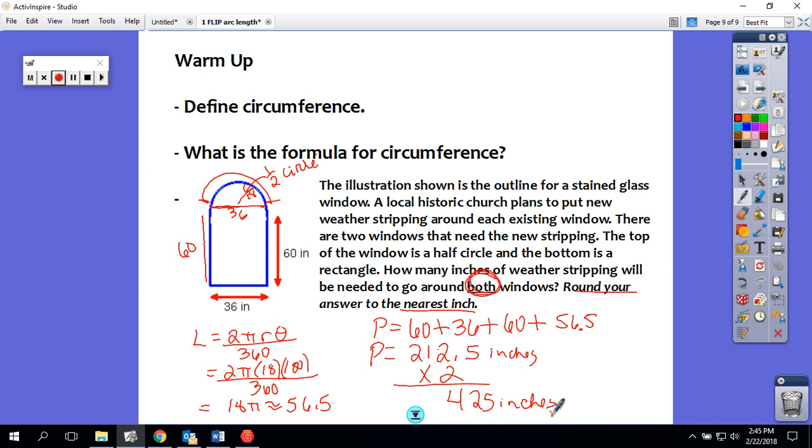Alright, so what you're going to work on next is your homework, which is in your homework packet. So go ahead and get started. You're going to be doing all of the problems on page 1. Happy arc lengthening!